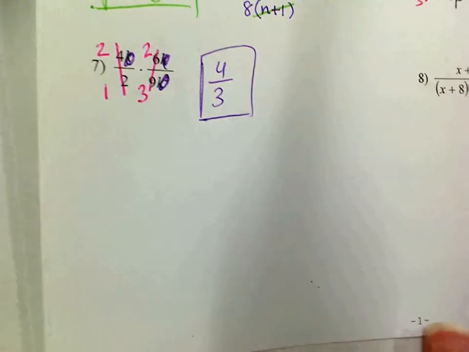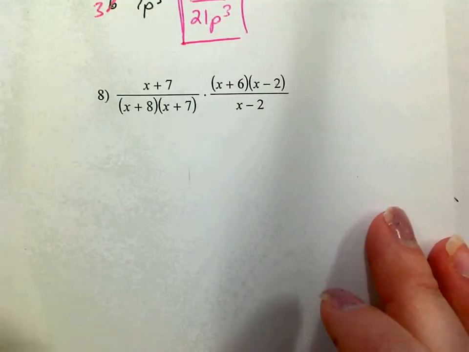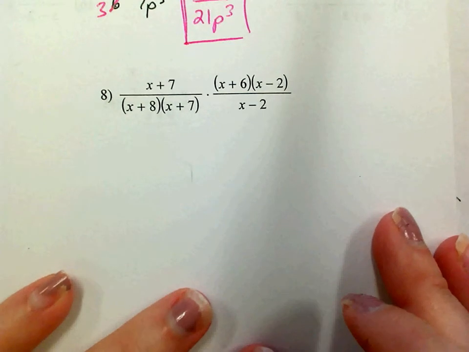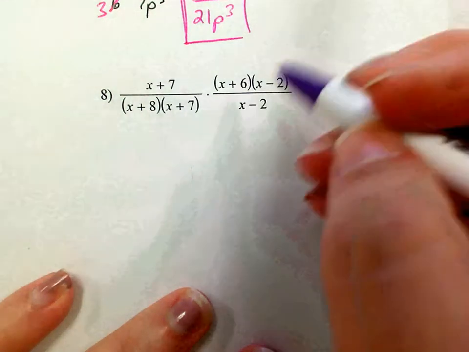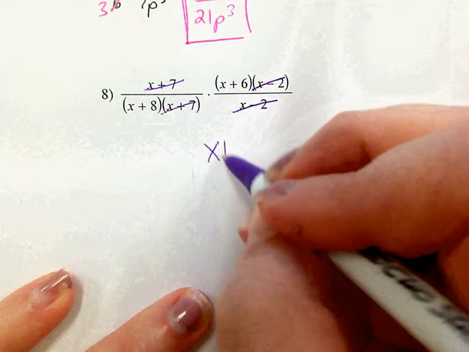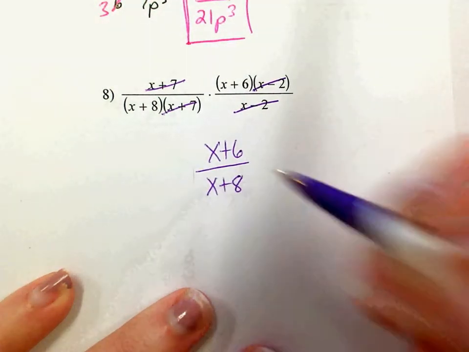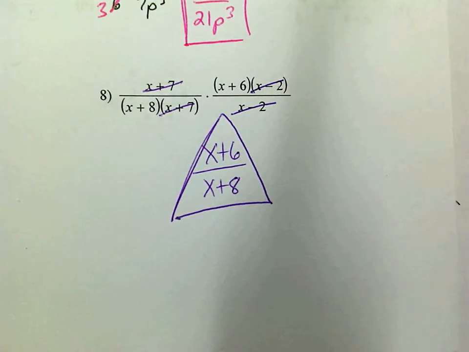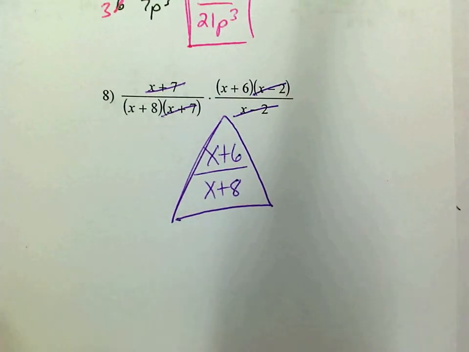Alright, now number 8 should be pretty simple, right? But it's already factored, right? What are you saying, Haley? X minus 2's, X plus 7's. Final answer? Can I simplify the 6 and the 8? Why not? We're not multiplying, we're adding and subtracting. That's the answer. I'll triangle it this time. Now you said circle it, and I triangle it.